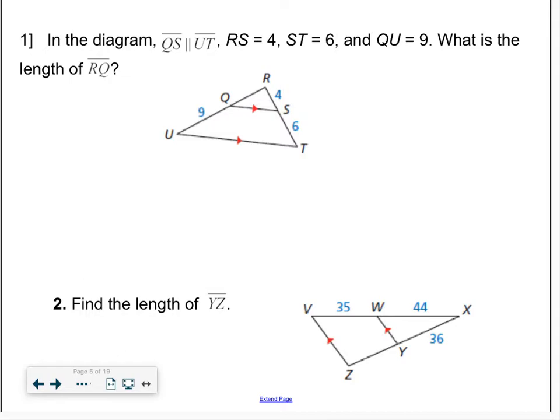If we take a look at number 1, it's giving us the information and it tells us that QS is parallel to UT. So that should be dividing the triangle proportionally. They told us that RS is 4, ST is 6, QU is 9, and they're asking us for RQ. So I'm going to call that X.